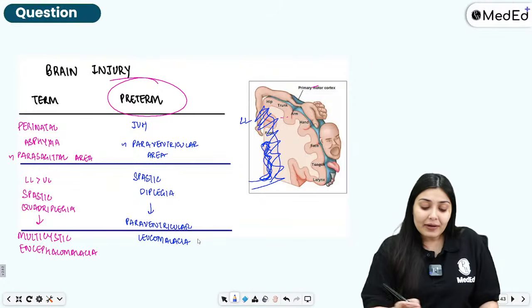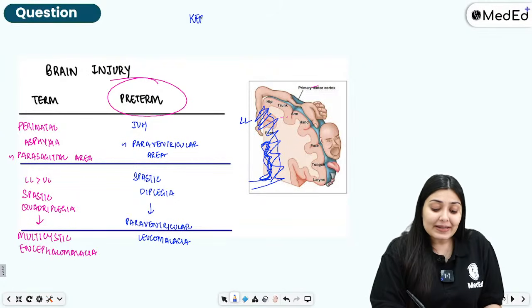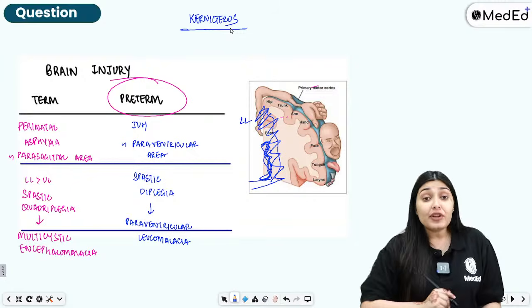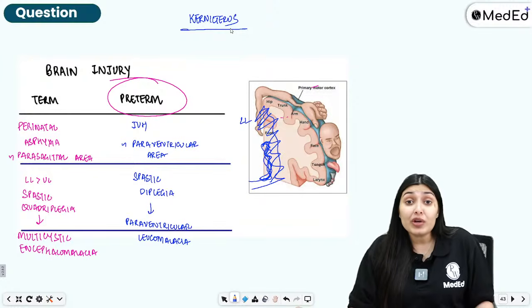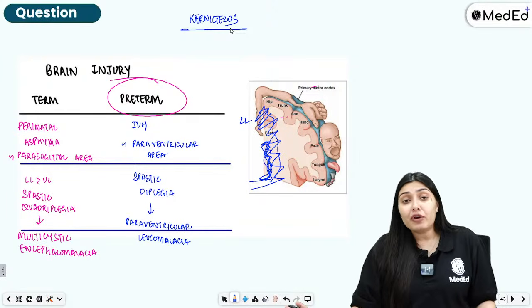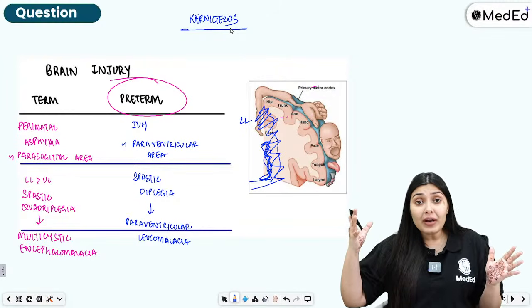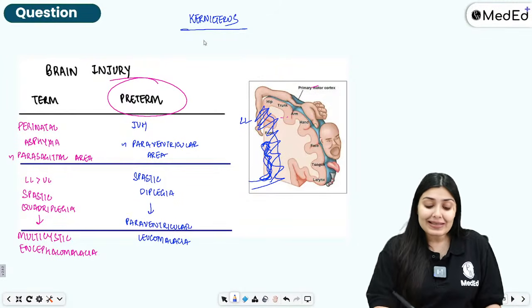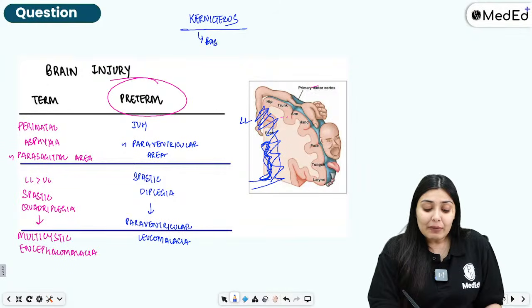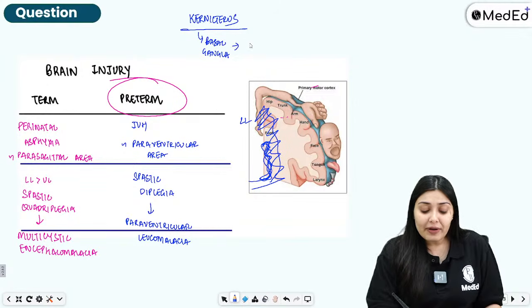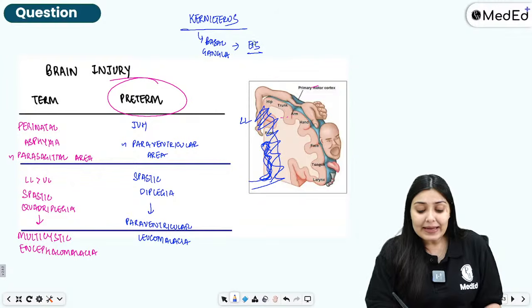Apart from that, one more condition I want to discuss, that is kernicterus. What is kernicterus? There are very high levels of unconjugated bilirubin. It can cross the blood-brain barrier of a newborn and cause damage to the basal ganglia. And this child in future is going to have extrapyramidal signs. This is extrapyramidal cerebral palsy or dyskinetic cerebral palsy.